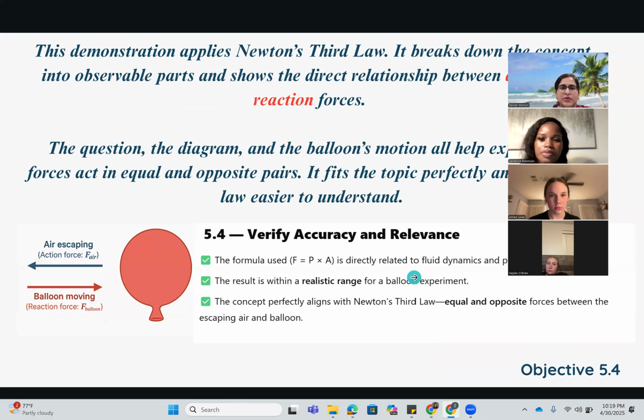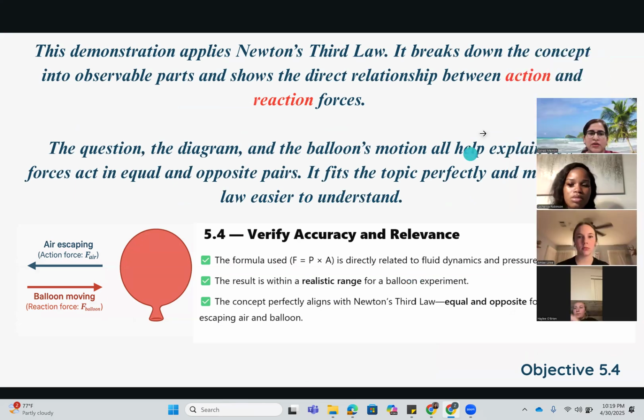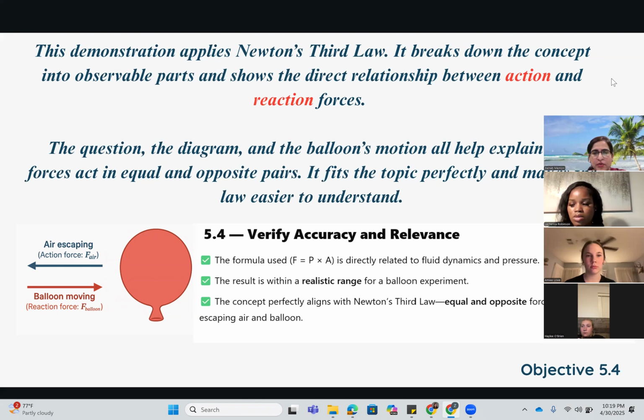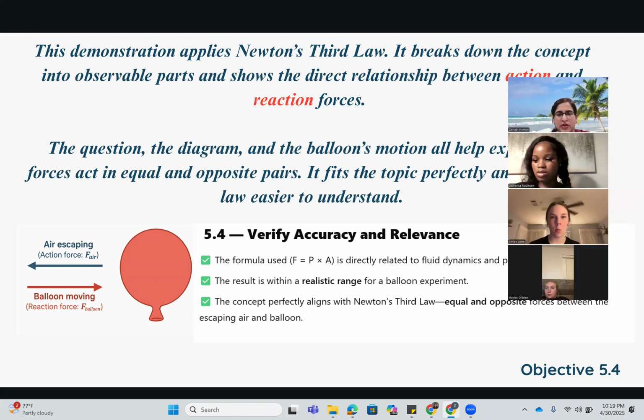5.4. This demonstration applies Newton's third law. It breaks down the concept into observable parts and shows the direct relationship between action and reaction forces. The question, the diagram, and the balloon's motion all help explain how forces act in equal and opposite pairs. It fits the topic perfectly and makes the law easier to understand. Here is a little bit in the picture. We verify accuracy and relevance by using the force formula and pressure formula. This concept perfectly aligns with Newton's third law, equal and opposite forces between the escaping air and the balloon.